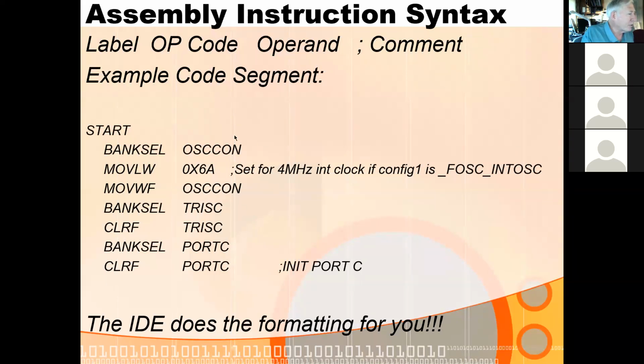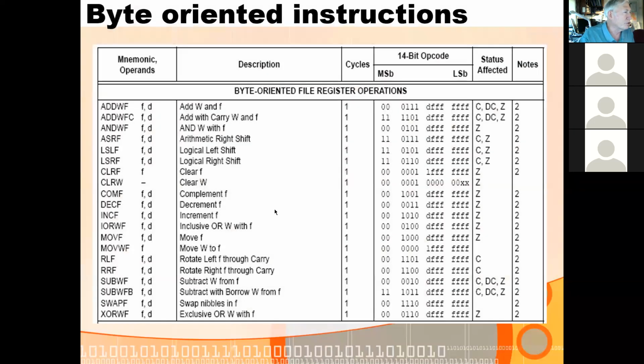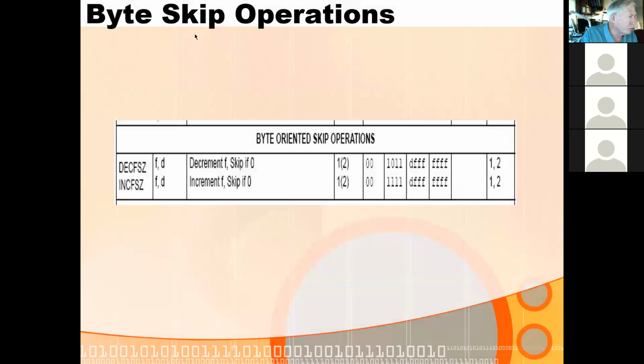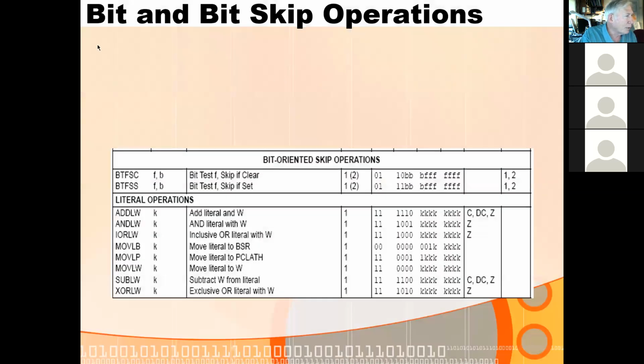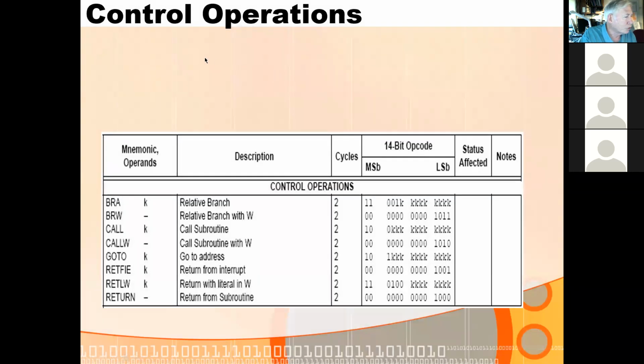Okay, so that's kind of the rough syntax. Now, let's look at the instructions. We have several groups. We have what are called byte-oriented instructions. We're going to come back and look at those. We have byte skipping operations, bit file operations, bit and bit skip operations, and we have control operations. All our control operations have to do with branching.